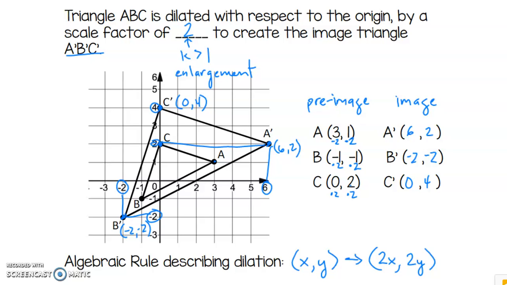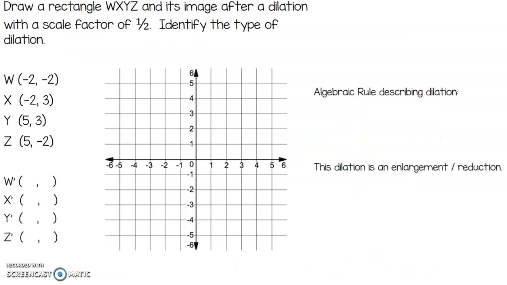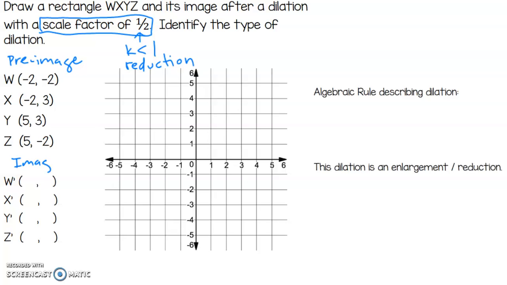All right, let's look at this again. So draw a rectangle WXYZ and its image after a dilation with a scale factor of 1/2. Okay, so scale factor, that's multiplication. We're multiplying by 1/2. This is less than 1, so it should be a reduction. So my shape should get smaller, right? If it doesn't, I might have done it wrong. All right, so here we go. We have the ordered pairs for the pre-image. And our job is to figure out what is going on with the image.